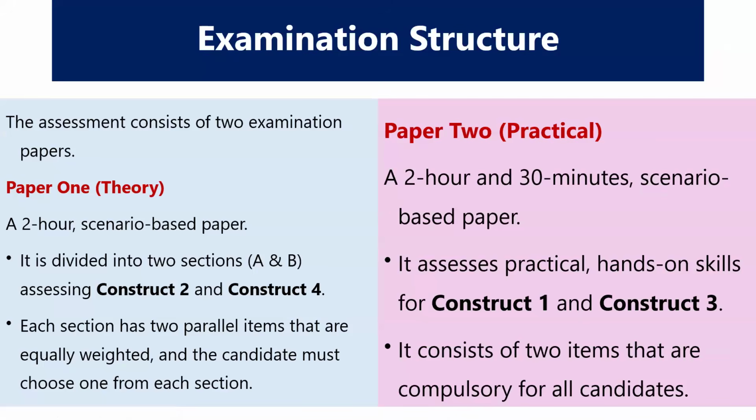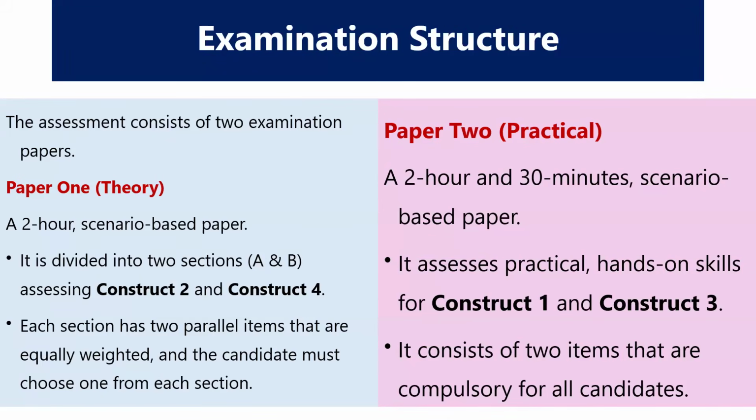For everyone there, they're telling us that the assessment consists of 2 examination papers. We have paper 1, which is made up of 3 items, and the learner has to do 2. Then paper 2 is made up of 2 items, and we have to do both of them. Both items are compulsory.